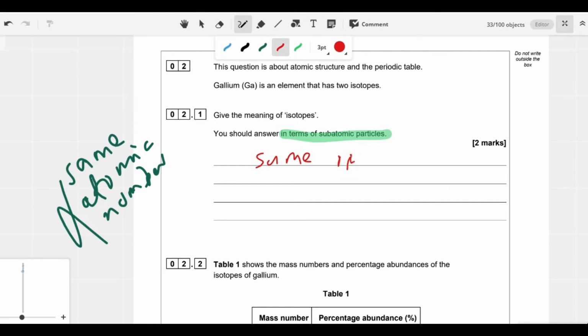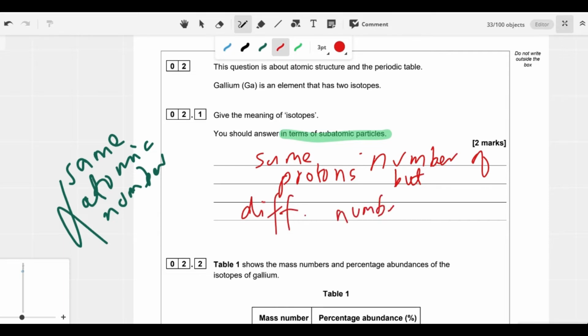Same number of protons but different number of neutrons.